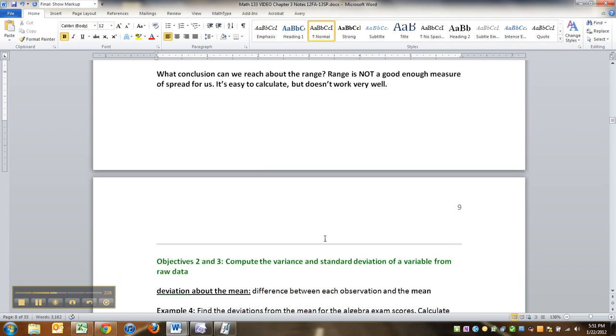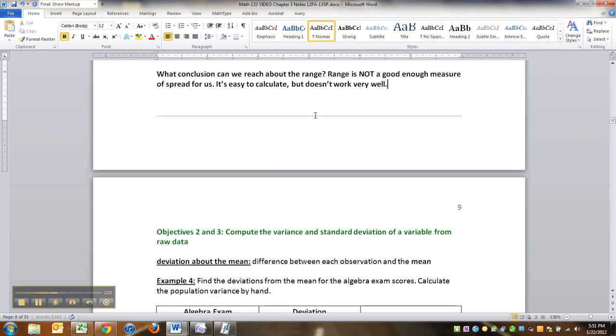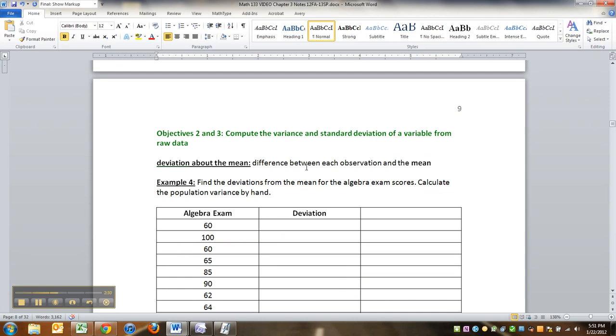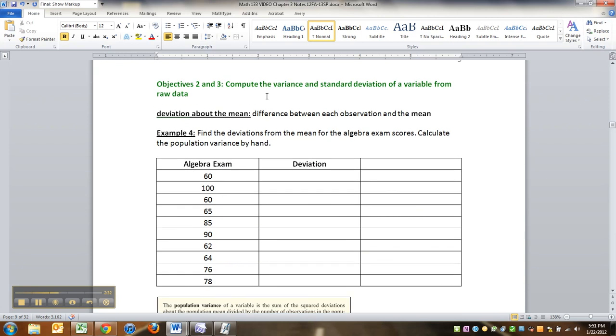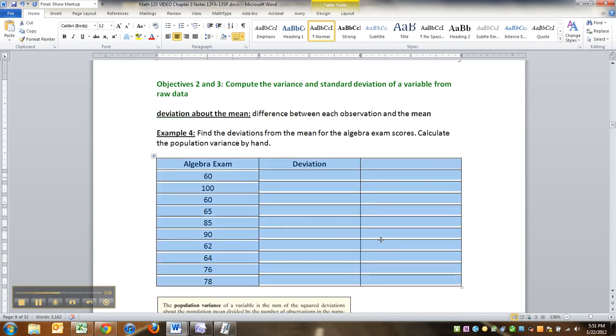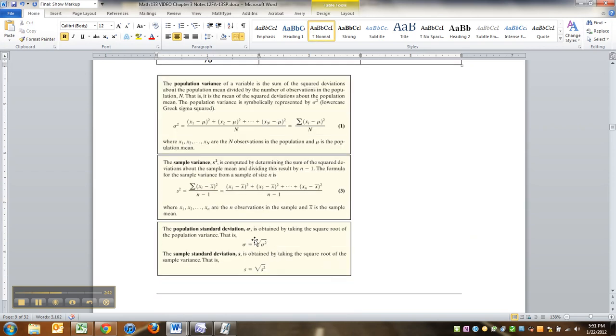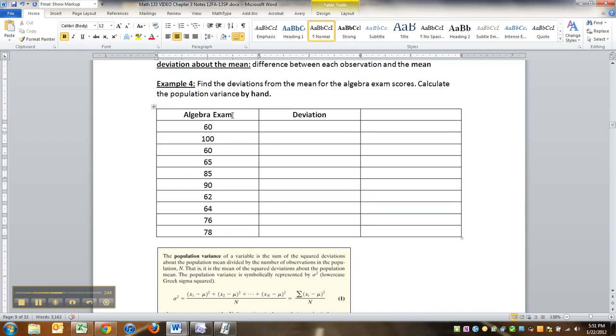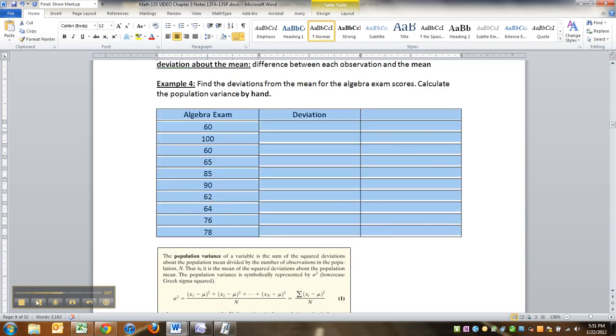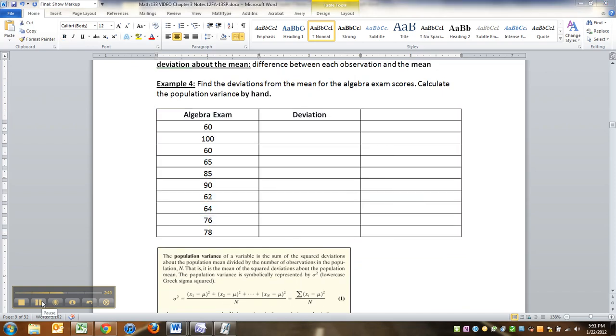All right, so that leads us to the big kahuna, namely standard deviation. Okay, so range alone is no good. So what we're going to do is we're going to do this by hand, and we're only going to do it once by hand. And now the formulas I'm going to be using are down here, but you don't have to do this ever again like this. We're just going to do it this one time so we can see how this formula operates.